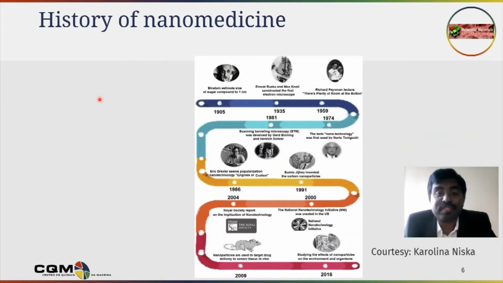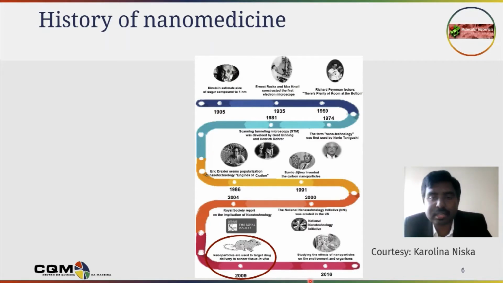This slide shows the history of nanomedicine. The history of nanoparticles started in 1905 when Einstein estimated the size of a sugar molecule as 1 nanometer. It took about 90 to 100 years for Sumio Iijima to invent carbon nanotubes in 1991. In 2000, many countries developed their nano forums to develop projects on nanoparticles. In 2009, nanoparticles were used as a targeted drug delivery system to cancer tissues in vivo in mice models. From 2016 until now, more studies are moving towards nanotoxicology, as nanoparticles and nanomedicines are entering the commercial space and can affect the environment, humans or other living organisms. That's why it is currently moving towards this phase.